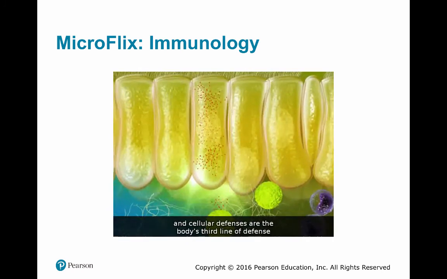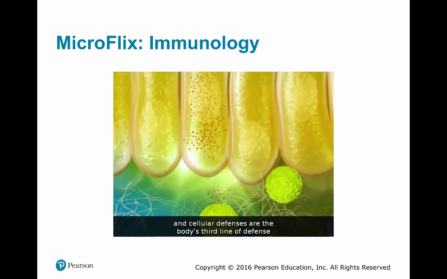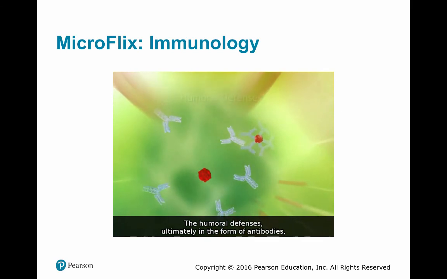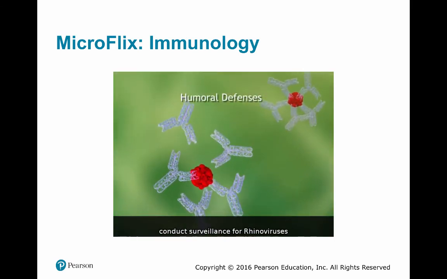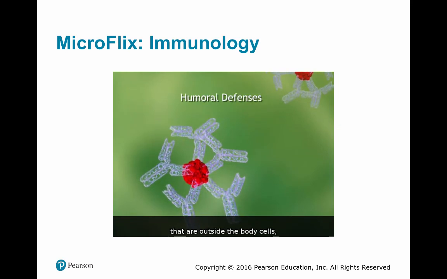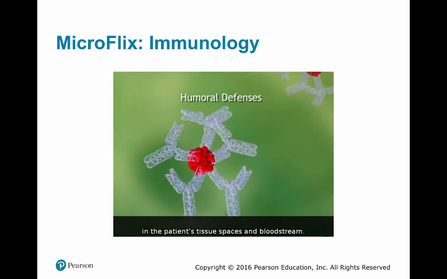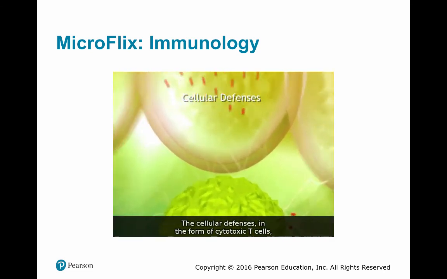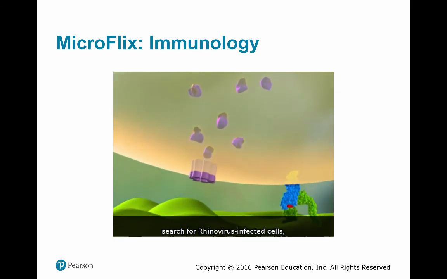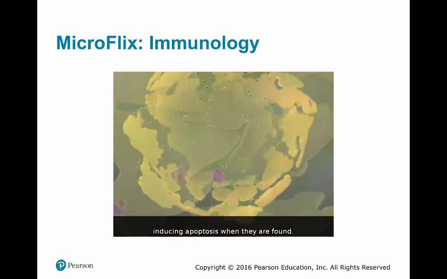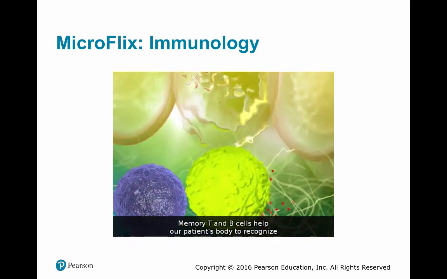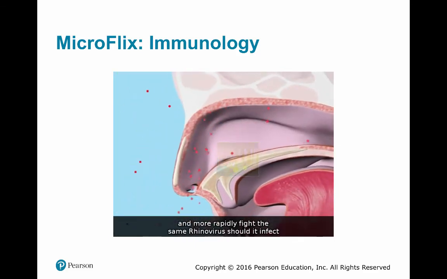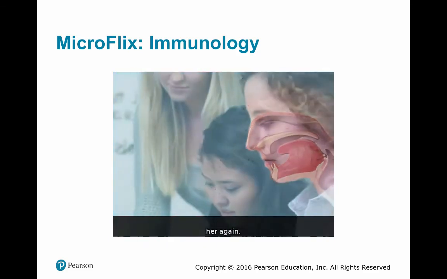Together, the humoral and cellular defenses are the body's third line of defense in fighting a very specific pathogen. The humoral defenses, ultimately in the form of antibodies, conduct surveillance for rhinoviruses that are outside the body cells, in the patient's tissue spaces and bloodstream. The cellular defenses, in the form of cytotoxic T cells, search for rhinovirus-infected cells, inducing apoptosis when they are found. Memory T and B cells help our patient's body to recognize and more rapidly fight the same rhinovirus should it infect her again.